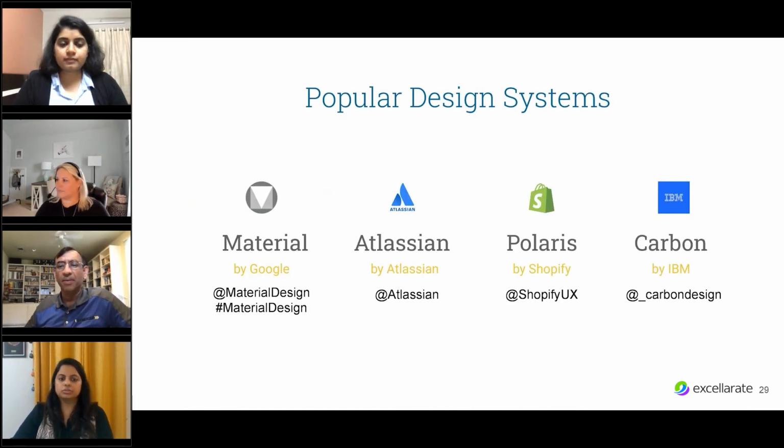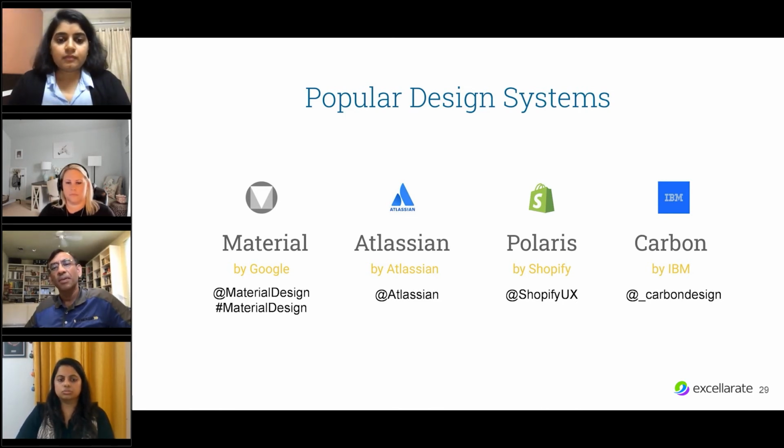Some popular design systems which we have out there are Material by Google, Atlassian has their own design system, Polaris by Shopify, there is Carbon Design System, there is also a famous Airbnb design system. So all of these giants have already embraced the idea of a design system and are building upon it.